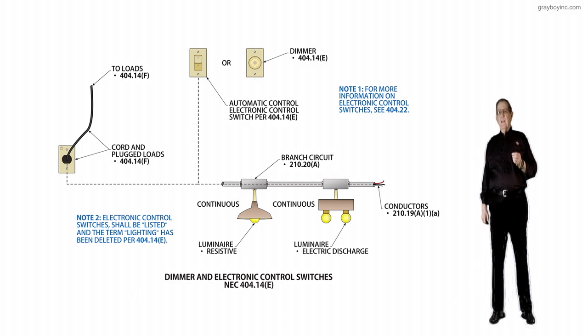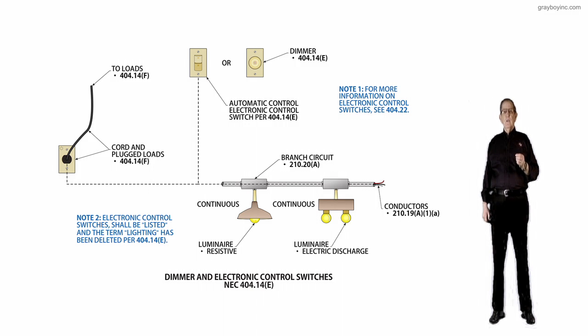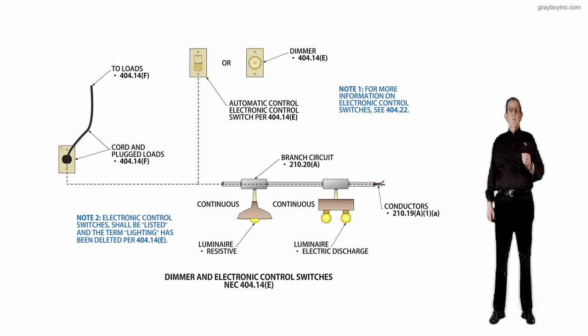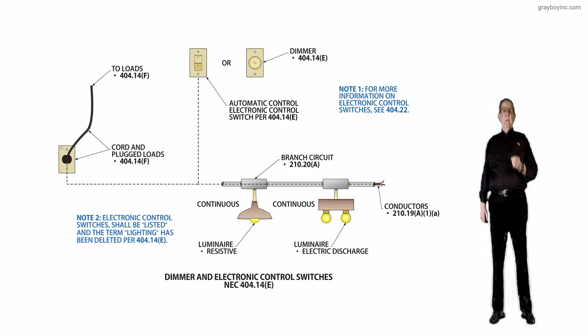generic load ratings such as inductive, resistive, tungsten type switches covered in (A) and (B). This means that their ratings must be fully marked on them so that they can be properly applied and installed.